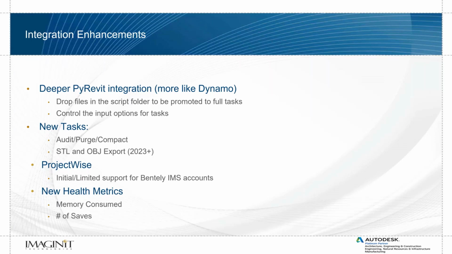We have some limited support to be able to leverage that inside of Clarity task servers. We also have a couple new metrics involved where we are going to report on how much memory is consumed by opening a particular model, as well as the number of saves that you've had on that model. So that's all part of the new document versioning mechanism that's in the new versions of Revit.